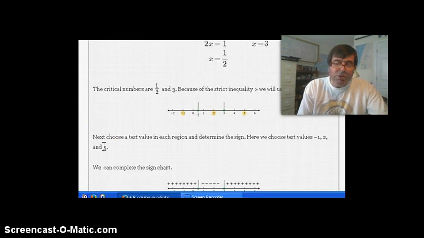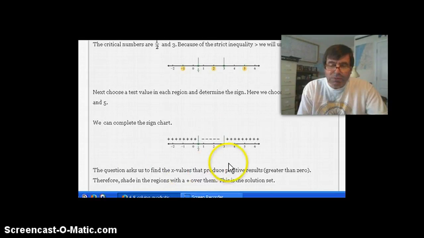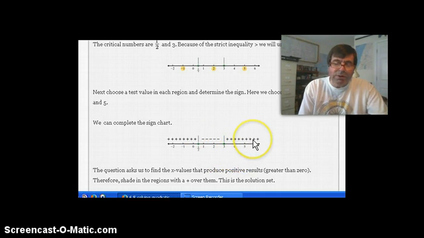And I test it for those values. In other words, at 2, it was negative. So it's negative for every value in the region here. And the other one was 5. I tested it and it was positive. So it's true for every value here. And the same thing over here with the -1. Sorry if I'm talking too fast.